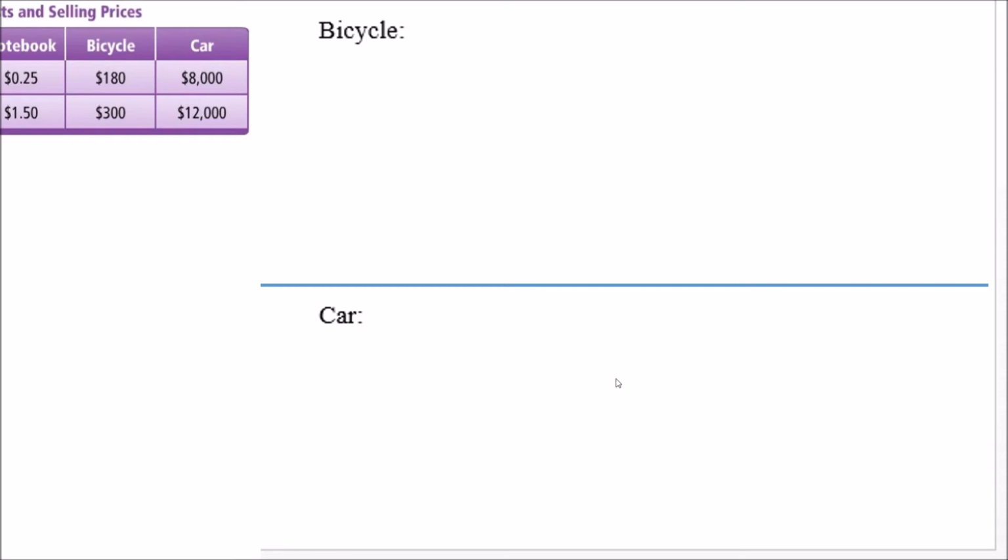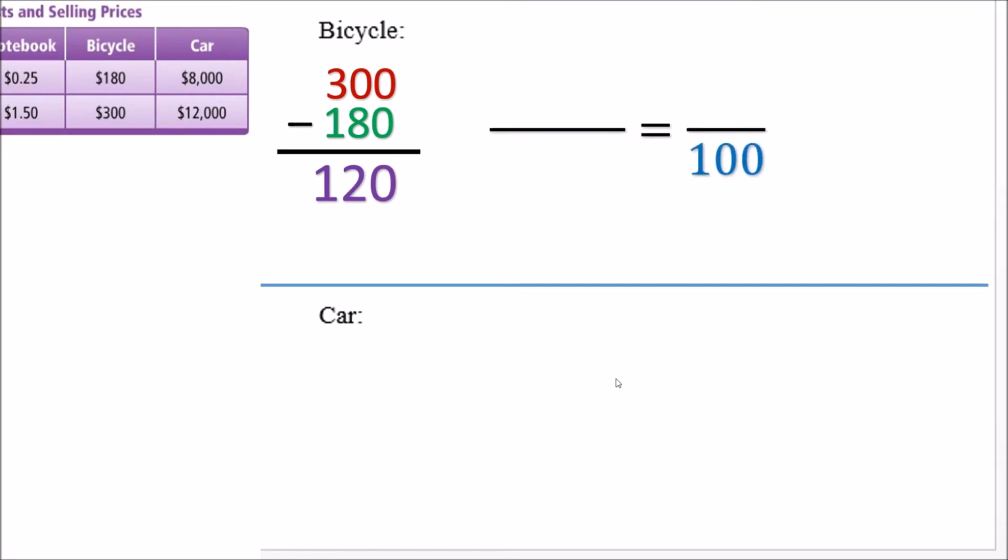So what you should do is you should take 300 and subtract 180 to find out how much it's been marked up by. So the markup is $120. That's going to go in the numerator. And then we look at what the original is. The cost in this case was 180.